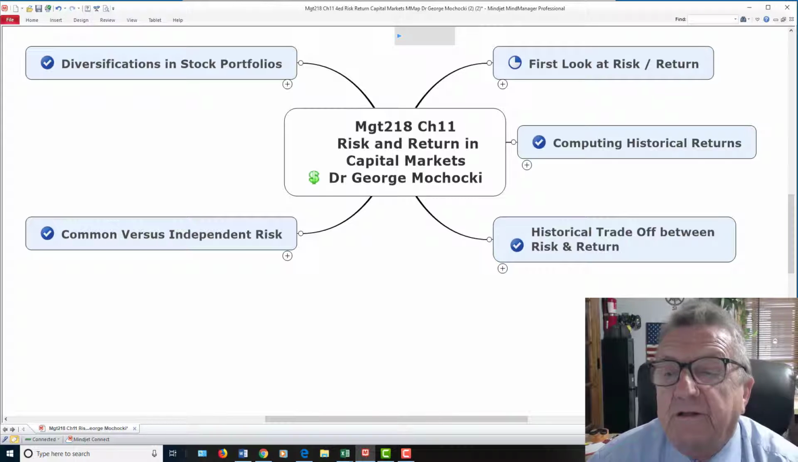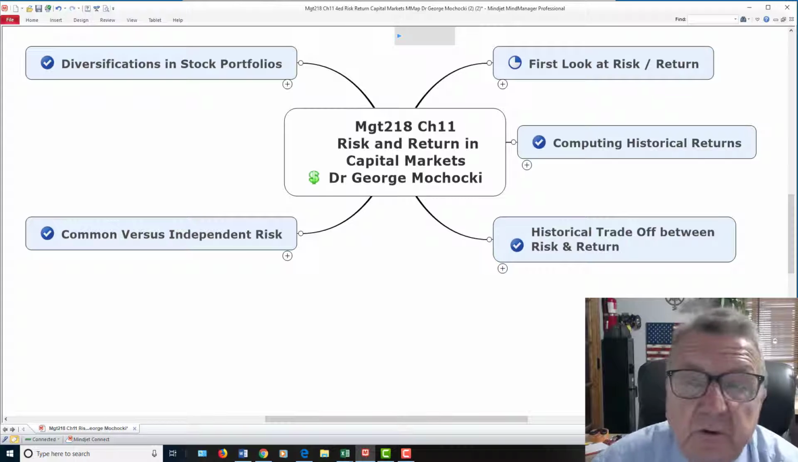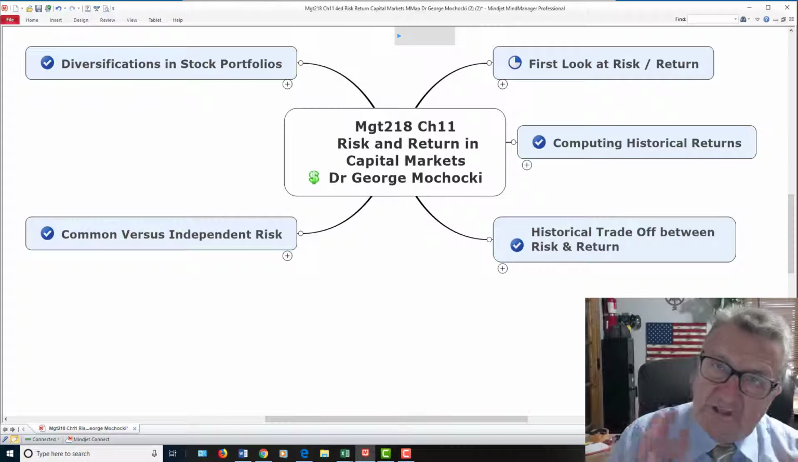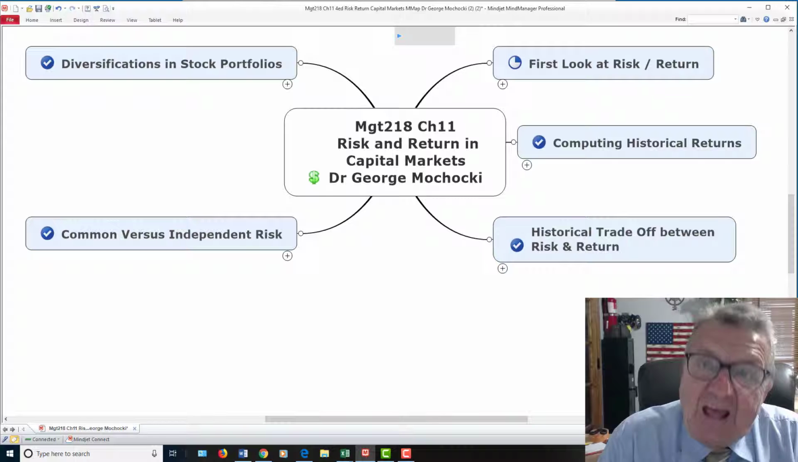Okay, so we're going to talk about the first look at risk, computing historical return. Remember, in finance, when I'm looking at something, I'm doing something, I've got to have a baseline.